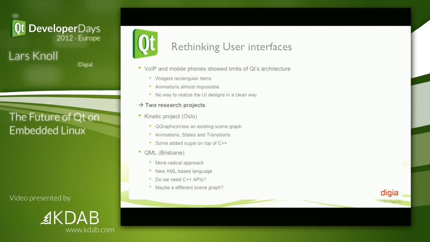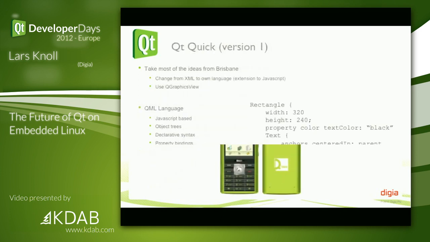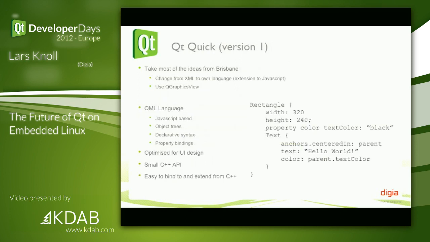The QML project in Brisbane took a more radical approach, where they introduced a new XML-based language to describe these user interfaces and the states and transitions. And they were asking the question, do we actually need a C++ API for that? Do we need a different scene graph? Should we use OpenGL directly? And things went a little bit back and forth. We had lots of discussions internally.